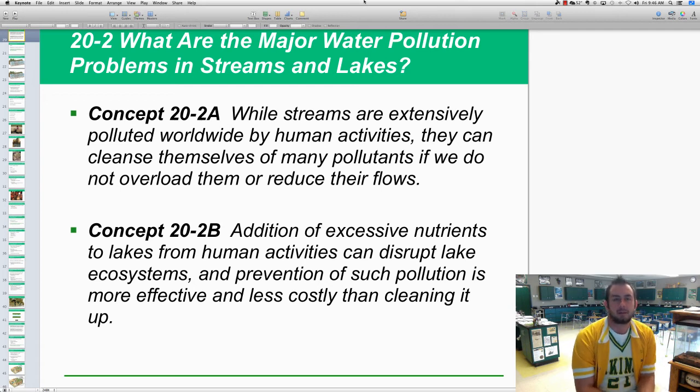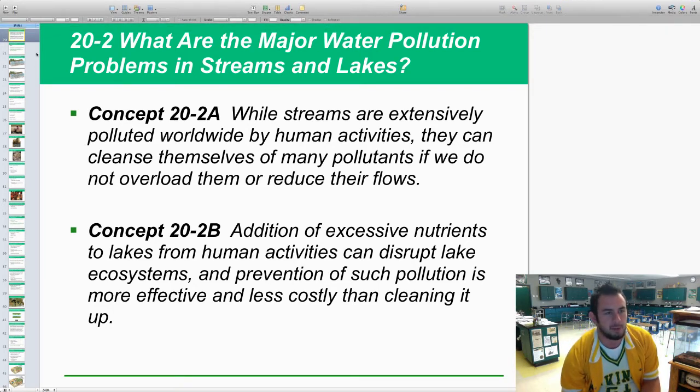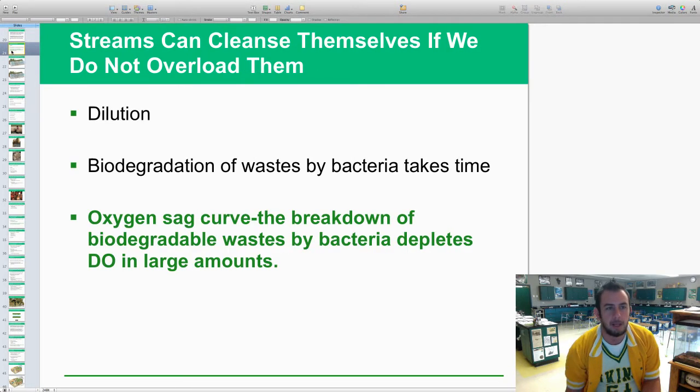Hey scholars, welcome back to chapter 20, where we're looking at chapter 20-2, what are our major water pollution problems in lakes and streams. That's what we're going to start with today, looking at freshwater ecosystems, both lentic and lotic bodies of water, and we're going to take a look at what the major water pollution problems are there. We're going to start with streams first, and streams can cleanse themselves, and they can be very good for dilution and dealing with pollution if we don't overload them with pollution.